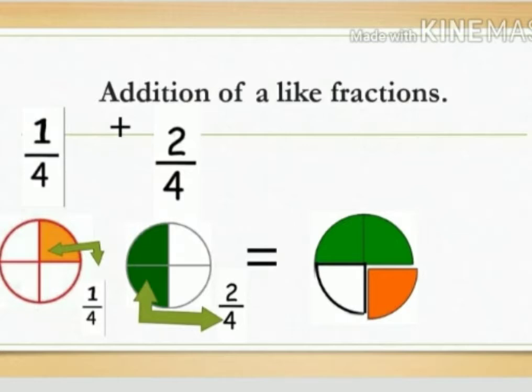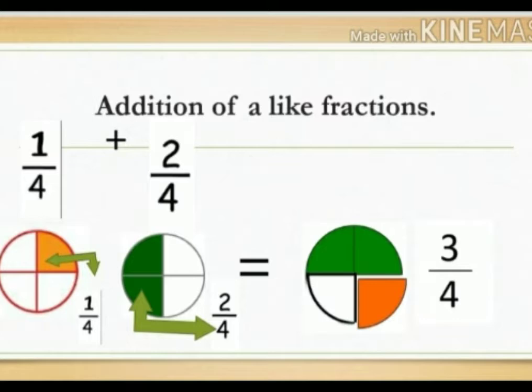So if you talk about the shaded portion, what does it actually represent? Total shaded portion for the circle, how many parts are shaded? 3 parts are shaded out of 4. So this fraction is actually 3 by 4. And how did we reach there? We have shaded fractions equal to 1 by 4 and 2 by 4, and we have got that the total actually adds up to 3 by 4.